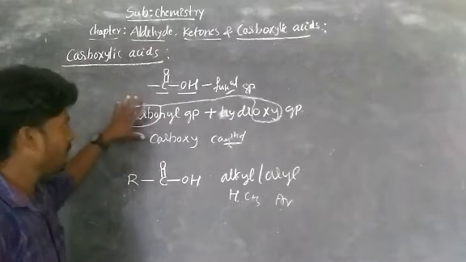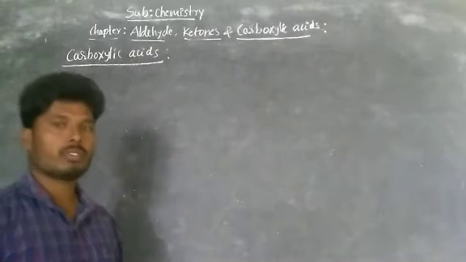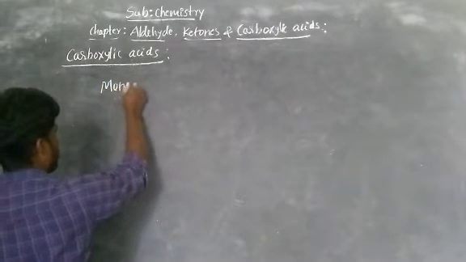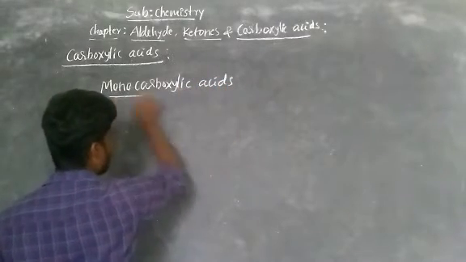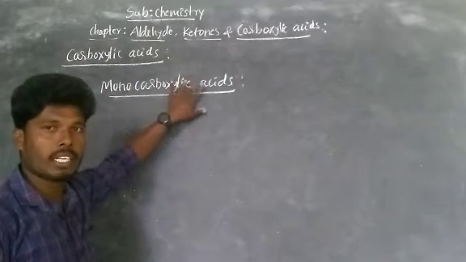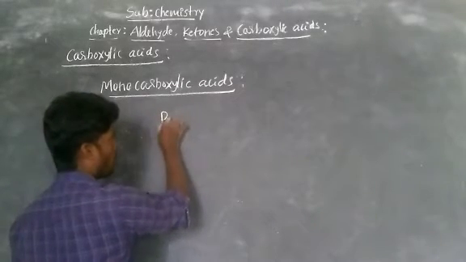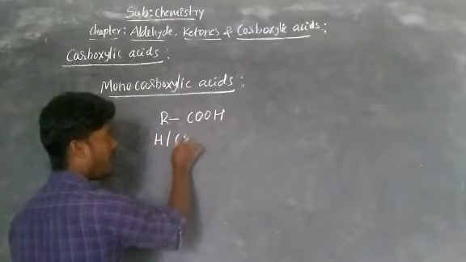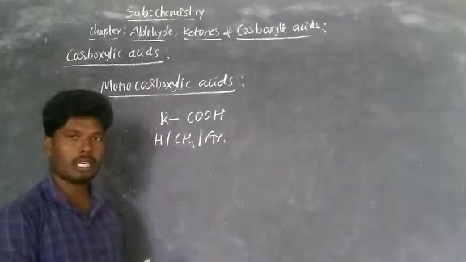Now we are going to study the first class of carboxylic acids, called monocarboxylic acids. Monocarboxylic acids are the carboxylic acids in which the compounds contain only one carboxylic group, that is the COOH group. The general representation of these monocarboxylic acids is R-COOH. Here R may be either hydrogen or any alkyl group or any aryl group. Such resultant compounds we call monocarboxylic acids.